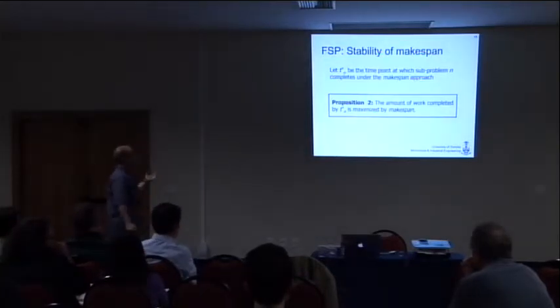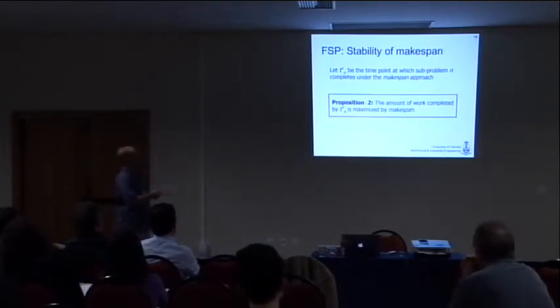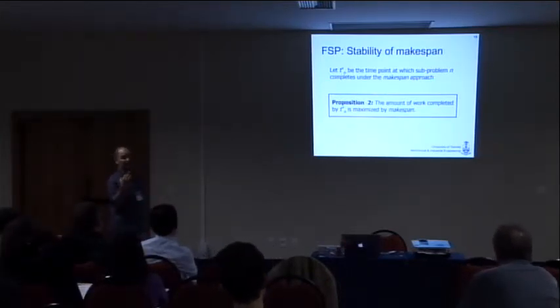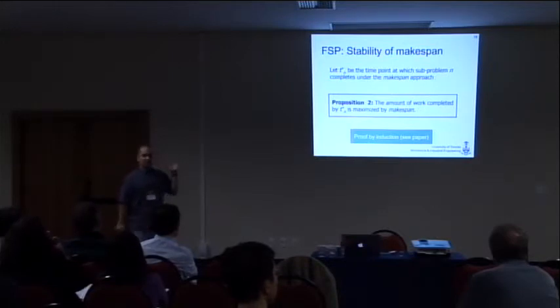So the makespan is the new thing. And what we do is say, well, let T star n be the time point at which subproblem n is finished. So the final job on machine 2 in subproblem n under the makespan approach. And our proposition is that the amount of work completed by that time is maximized by makespan in a two-machine flow shop. I'm not going to go into the proof.